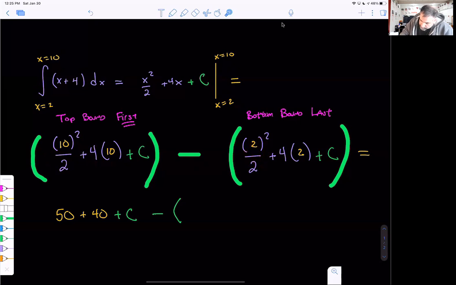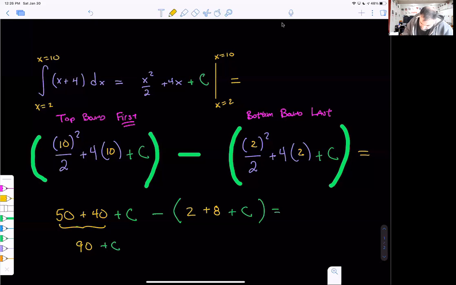I'm going to do 2 squared over 2, which is 2. From there, I'm going to do 2 times 4 is 8. And then you're going to notice I'm going to have another plus c because I've got 1 in each evaluation. So that's where we are now. From here, we're going to say that this is equal to our next expression. I'm going to combine these guys right here, and that 40 and that 50 make 90. I've still got that plus c.